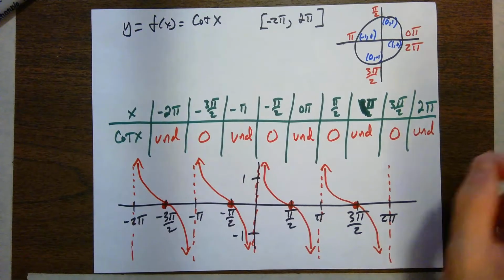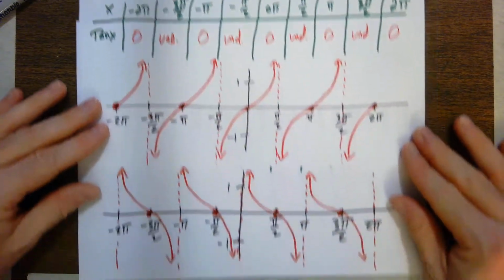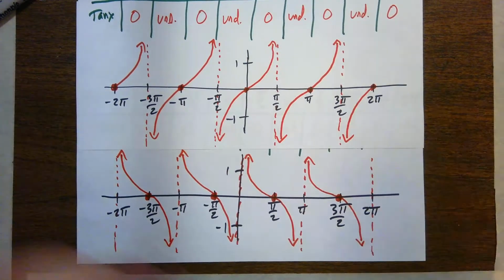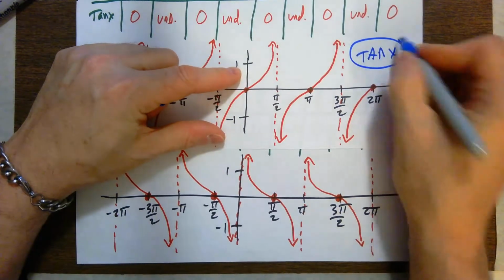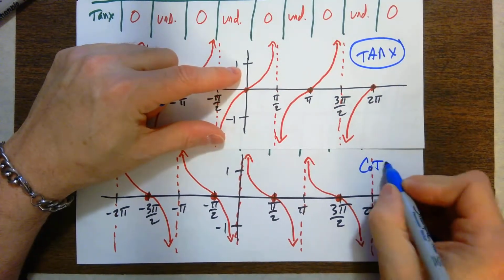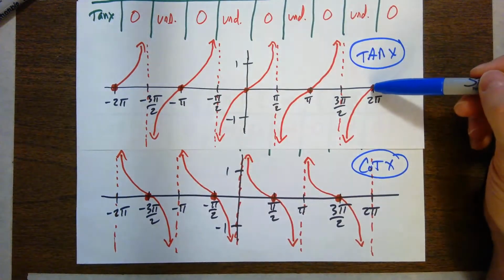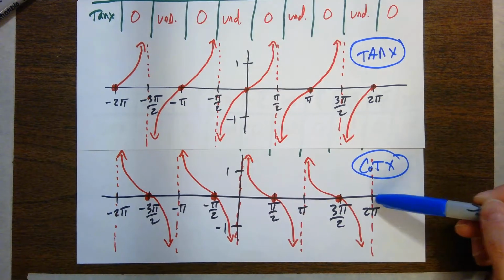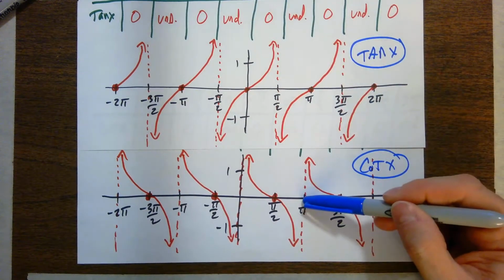Let's compare them, put them on top of each other, and take a closer look at them. So here they are, one on top of the other. And again, I want to make sure that we know that this is tangent of x, and this is cotangent of x. Notice, everywhere that tangent is 0, 1 over 0, its inverse is an asymptote. Here it was 0, 1 over 0 is an asymptote.